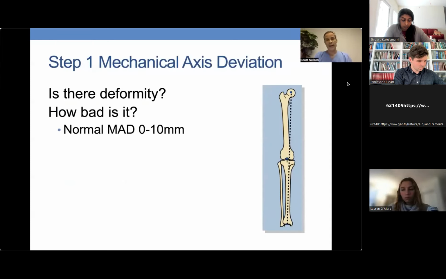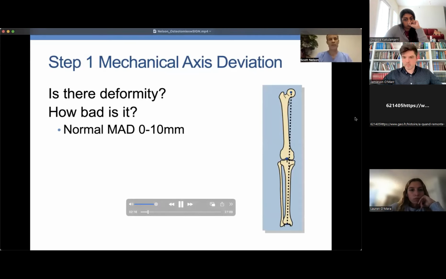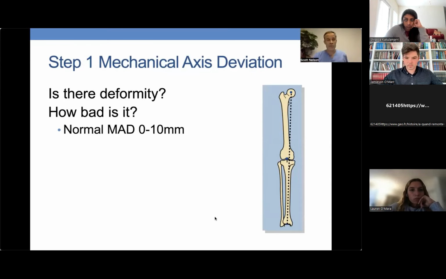So mechanical axis deviation is measured by drawing a line from the center of the femoral head to the center of the ankle. And this tells us if we have a varus deformity or a valgus deformity, or if we have normal alignment. And it also gives us a way to objectively measure how severe it is. And the normal deviation of this line is about 0 to 10 millimeters medial to the center of the knee.